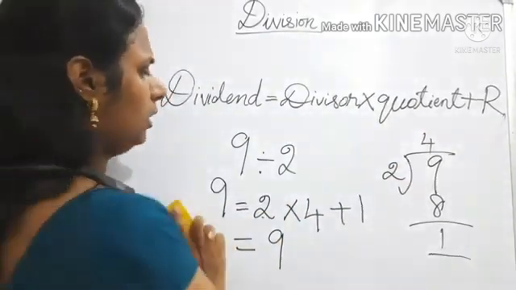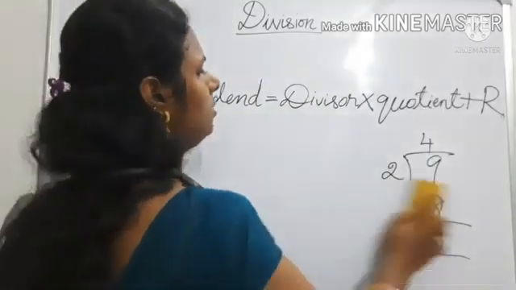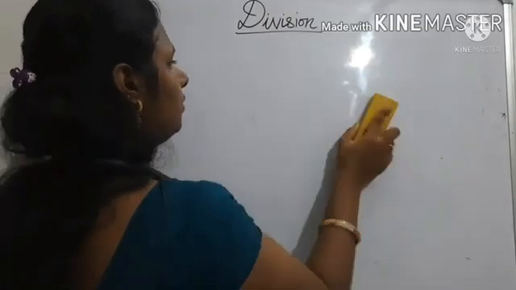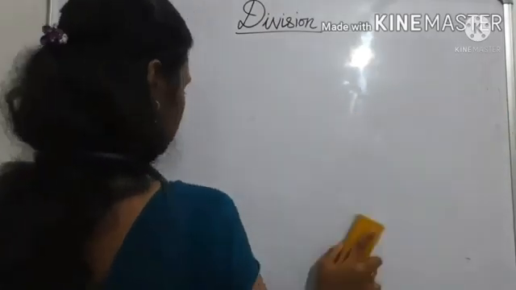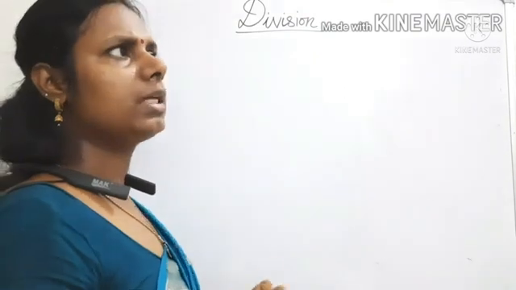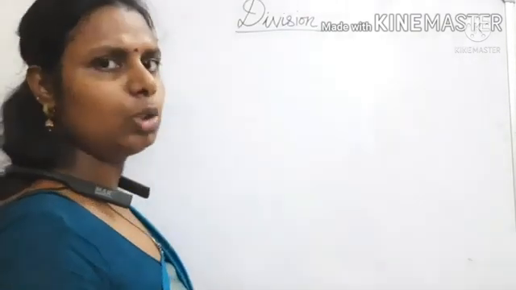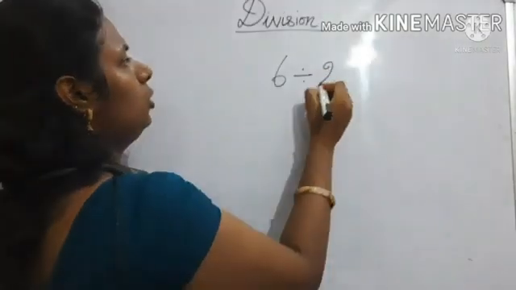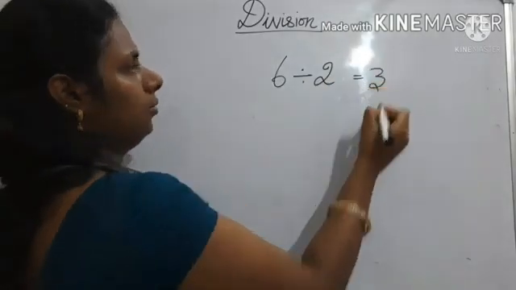Okay. One more thing, how to write the division. Whenever you write the division, we can follow different methods. For example, when you were studying in 2nd standard, you were writing like this, 6 divided by 2, the answer was 3.